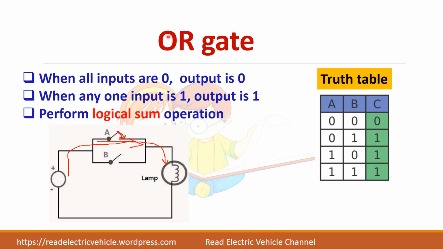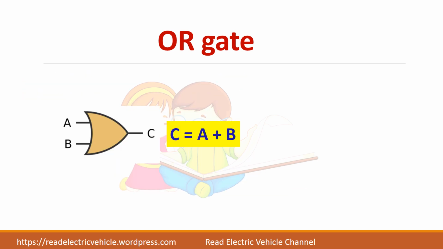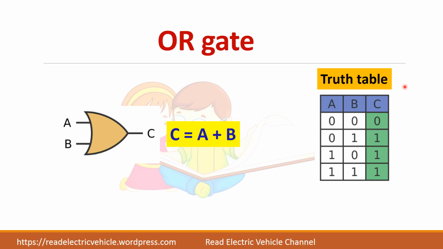So, this OR gate performs logical sum operation. It means that 0 plus 1 will give you 1. 1 plus 0 again gives 1. 1 plus 1 is also 1. So, we can write C is equal to A plus B. This is the symbol of OR gate. A and B are input and C is the output. C is given by A plus B, and this is the truth table for OR gate.